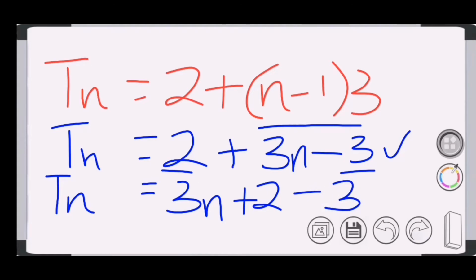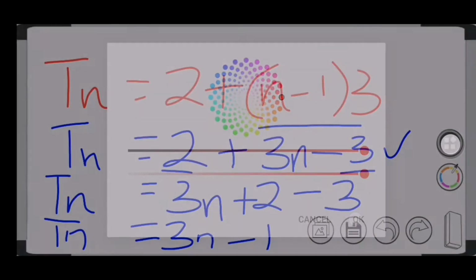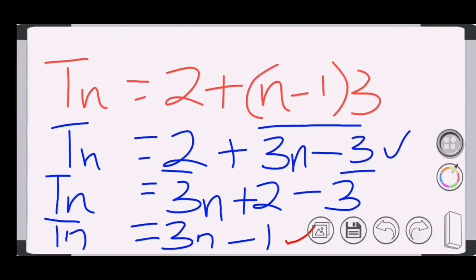Good. Then our final answer will be Tn is equal to 3n. We still have our 3n. Then 2 minus 3, the concept of integers. 2 minus 3, we are taking the bigger number from the smaller number. So we are going to get a negative answer. So minus 1. 2 minus 3 is negative 1. Therefore, our rule or our general term that the question is asking of us is simply 3n minus 1. If you have this, then you are good to go.